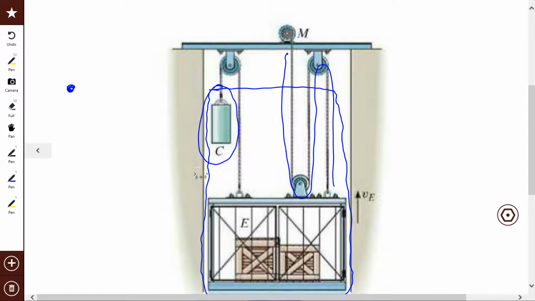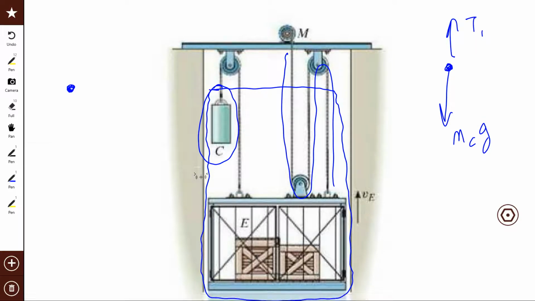Okay, now is that one easier? Okay, let's draw that free body diagram. What does it look like? Okay, m_C times g, and a tension, we'll call it T1, because rope 1. And then I've got the elevator, right?